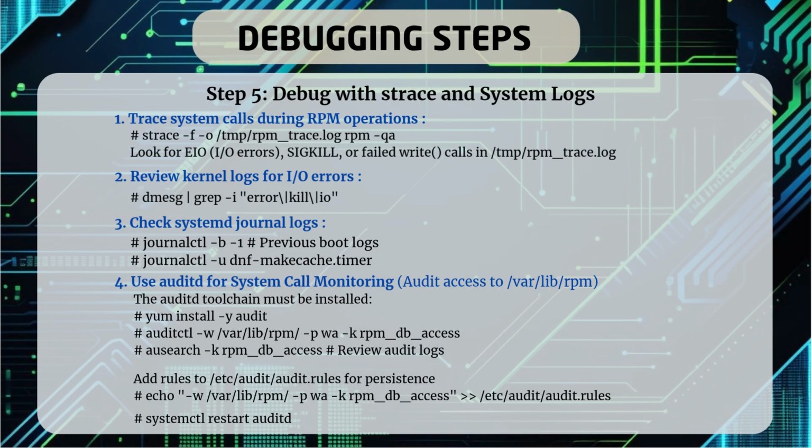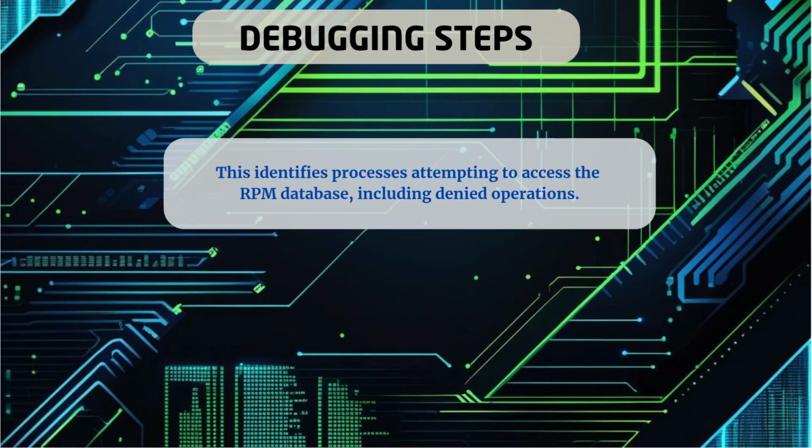Step 5. Debug with strace and system logs. 1. Trace system calls during RPM operations. 2. Review kernel logs for input-output errors. 3. Check systemd journal logs. 4. Use auditd for system call monitoring. This identifies processes attempting to access the RPM database, including denied operations.